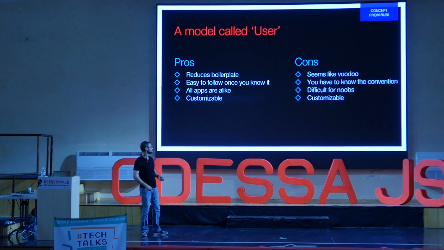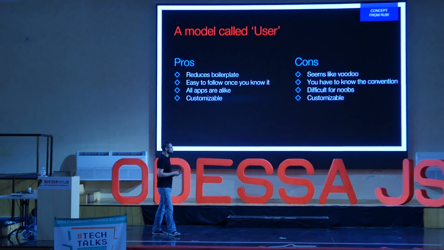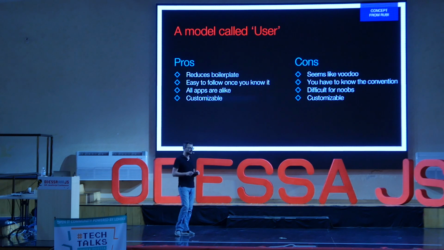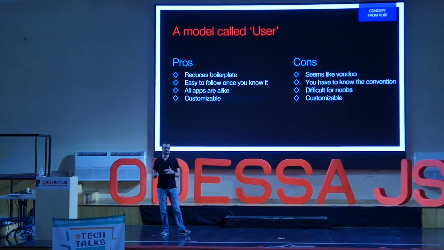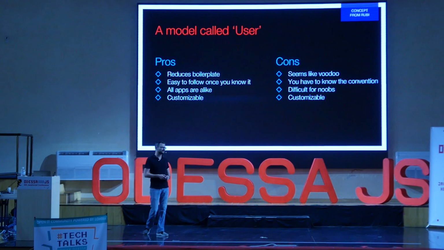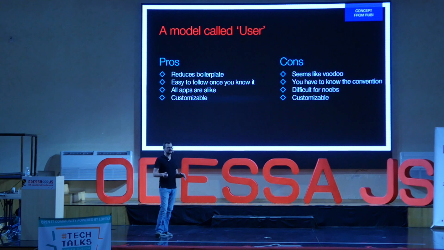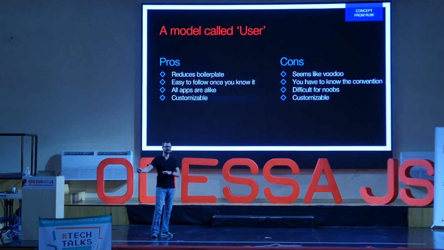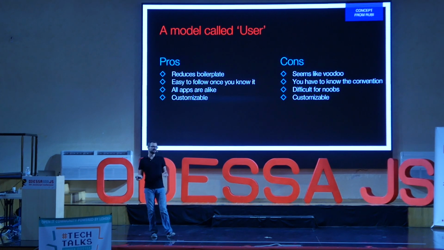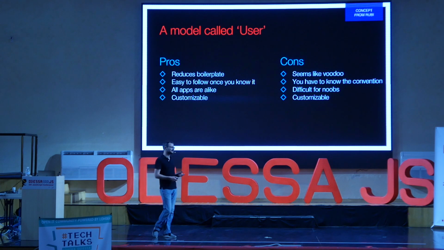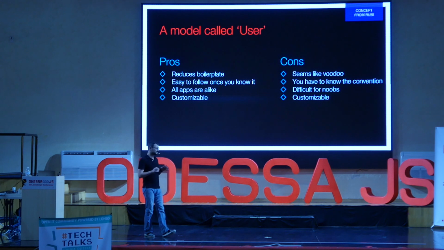And let's look at the cons for a minute. So first of all, it seems like voodoo, right? New people that join the company or your team, and they see this code, and it's like, wait a minute, where did this come from? Where did you define this? Have you defined this? How is this working? And this can be pretty difficult, especially for new developers, not just in Rails specifically, but in general.